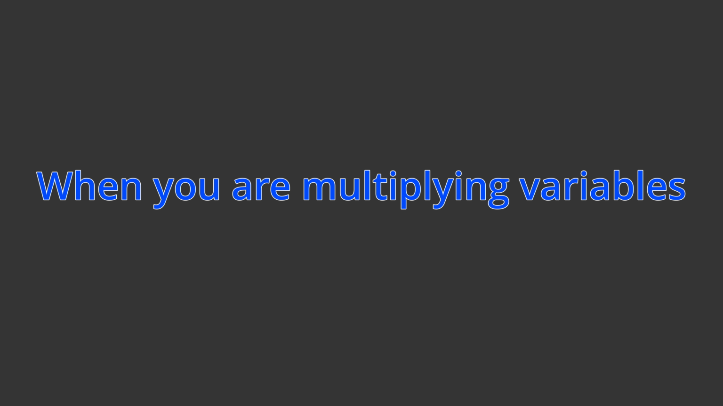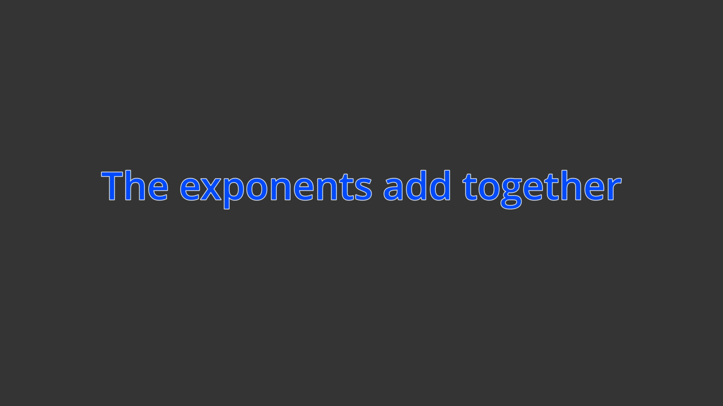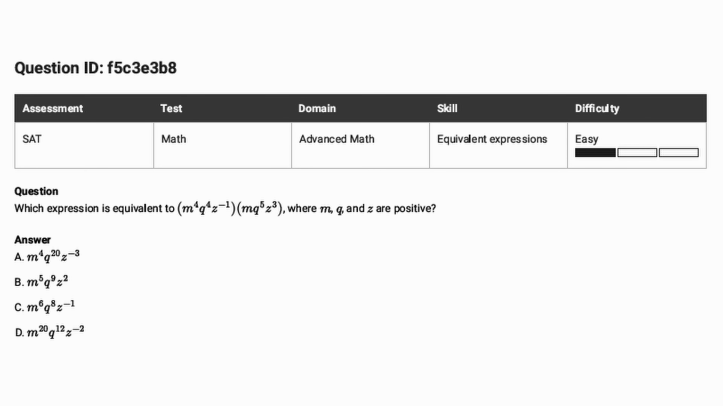All right, so actually before we get into the question, I want to mention that when you are multiplying variables that have exponents, the exponents add together, okay? And in this question, that will be prevalent. So I just wanted to give you guys a little heads up. But here's the question. Which expression is equivalent to m to the 4th, q to the 4th, z to the negative 1st times m q to the 5th, z to the 3rd, where m, q, and z are positive?